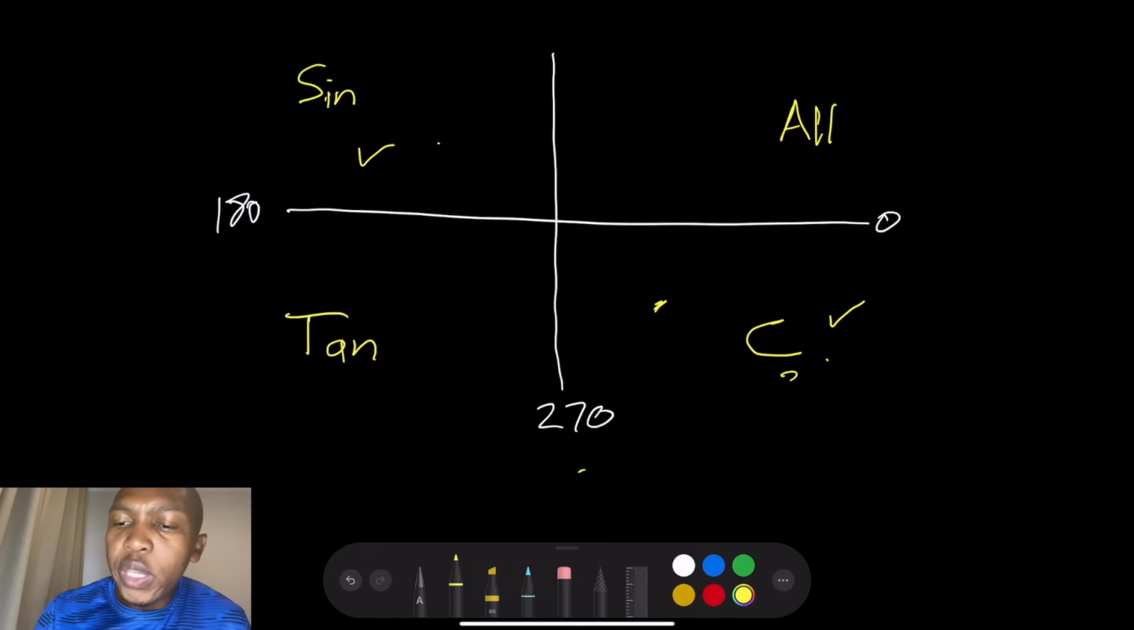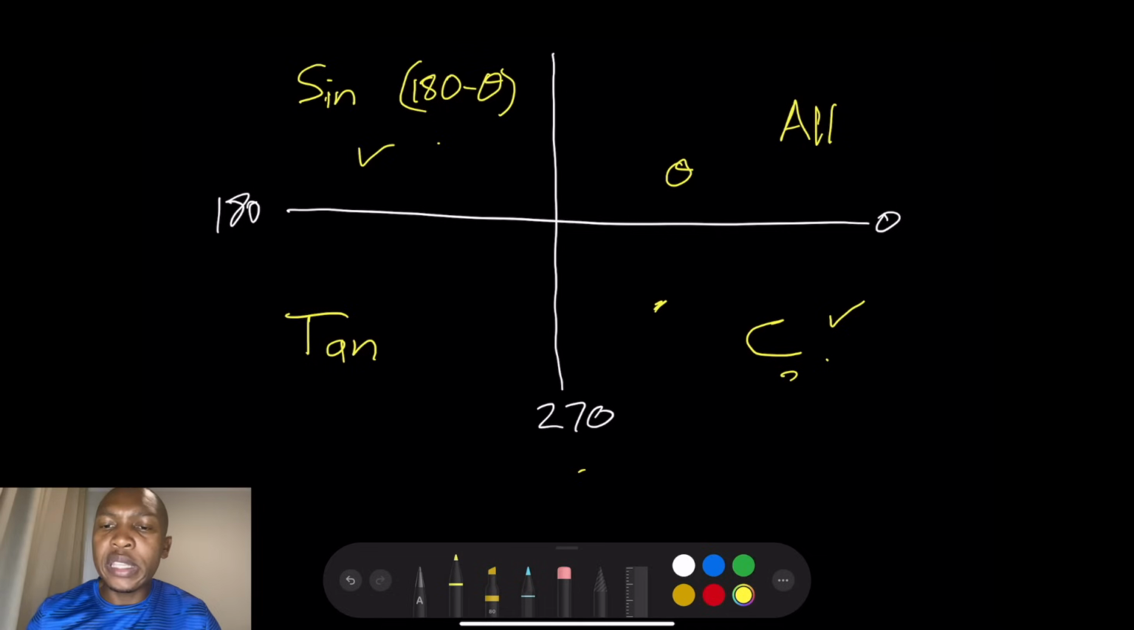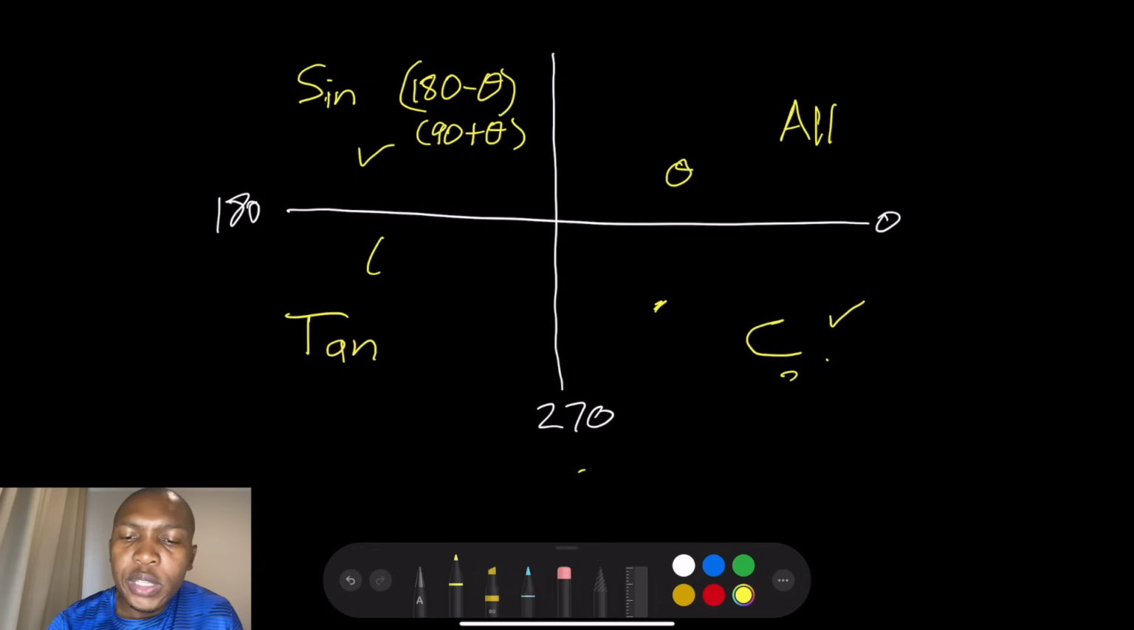Now we know here this would be our angle theta. So we consider theta to be an angle in the first quadrant. Now what is in the second quadrant? Anytime we've got an angle that is 180 minus theta, remember we consider theta to be an angle that is in the first quadrant. So here we've got 180 minus theta. But please also note, perhaps it would be a good time to include that this would also be 90 plus theta.